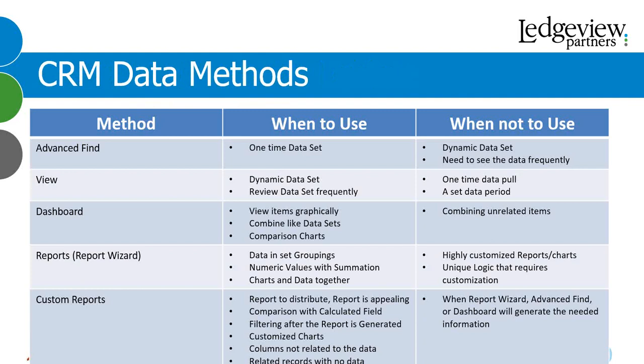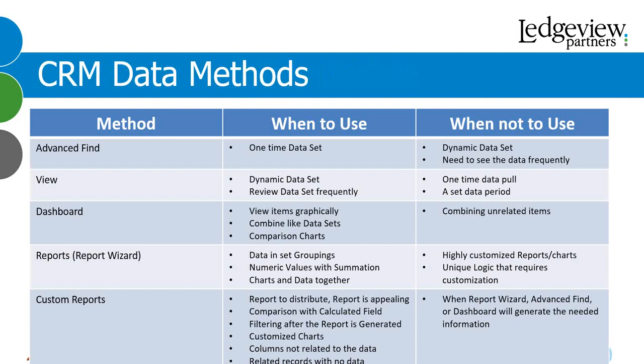So comparing, one example would be comparing past year to past year, different items that you can't do within the report wizard, or there isn't a report already created. We're going to touch on filtering a little bit later in this webinar, but you cannot filter after a report is generated. You can only do it before within the report wizard. For a custom report, you can add that in to further dissect the data.